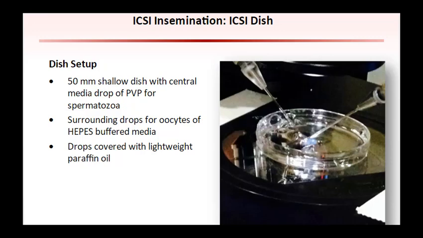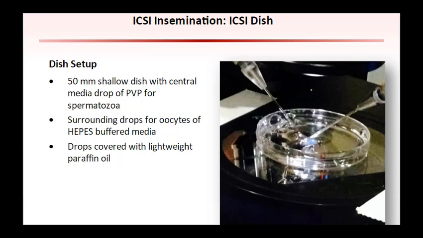ICSI takes place in a prepared, shallow, 50 by 9 millimeter microinjection dish. This dish is set up to allow the operator to move between a central drop of sperm and droplets of oocytes. The microinjection dish, or ICSI dish, contains 9 total drops. The central drop contains polyvinylpyrrolidone, or PVP, and is where spermatozoa are added. The surrounding drops contain HEPES buffered media and the oocytes.